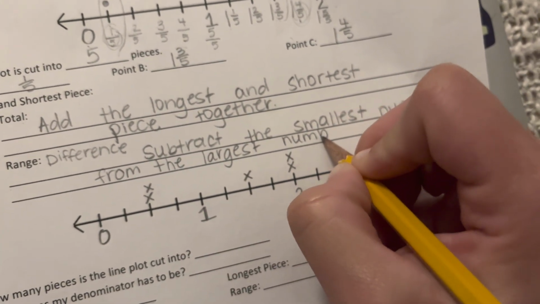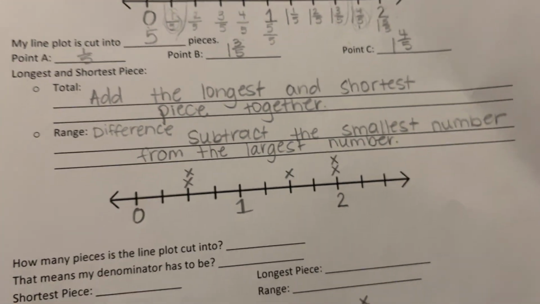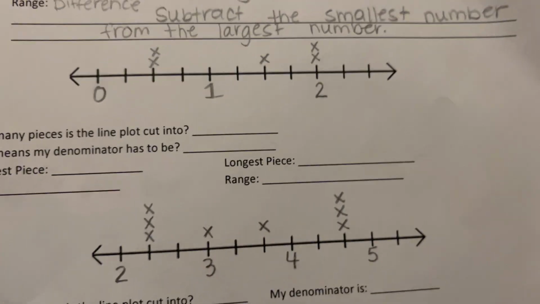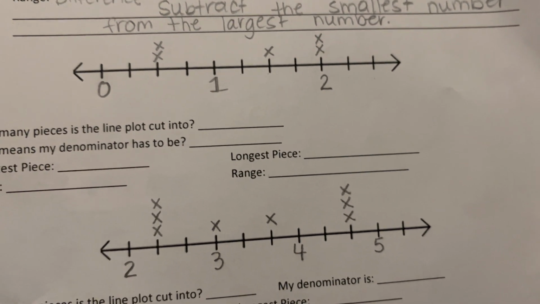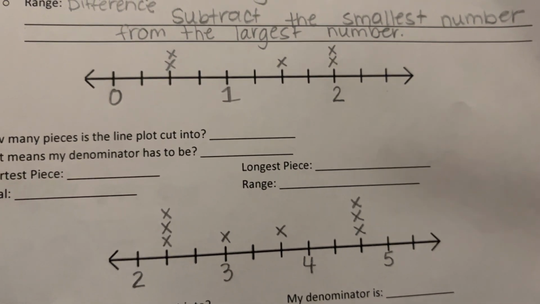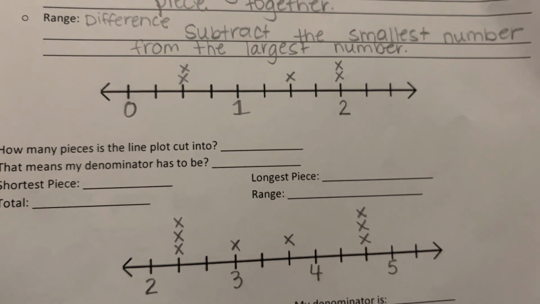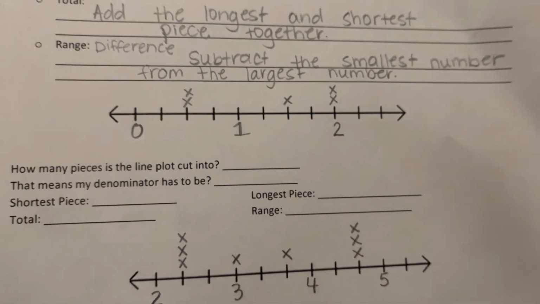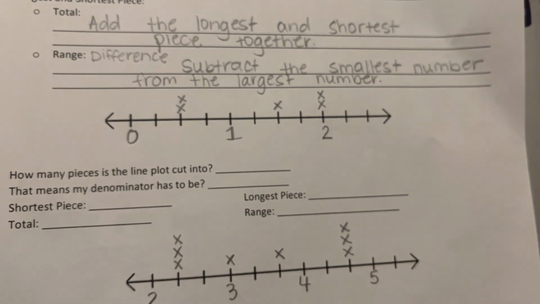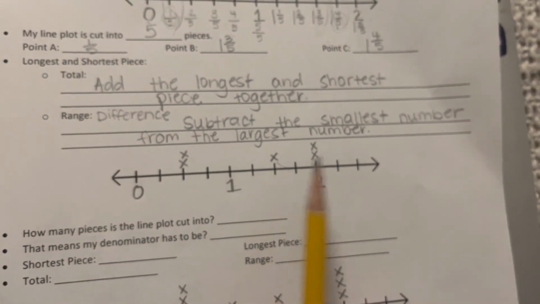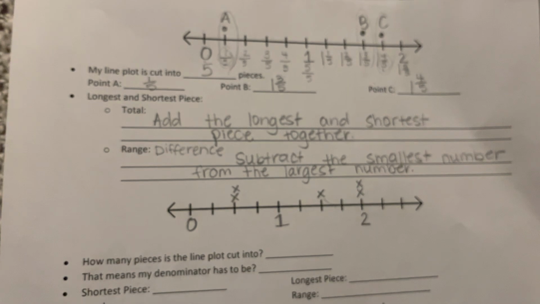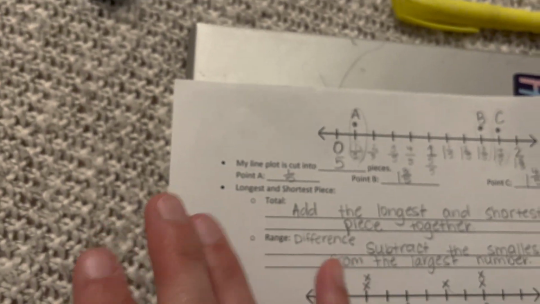What we're going to do is I'm going to go through and we're going to label these line plots. So we're going to practice figuring out how many pieces this line plot is cut into. We're going to figure out what is the shortest piece, what is the longest piece, what would the total and the range be.